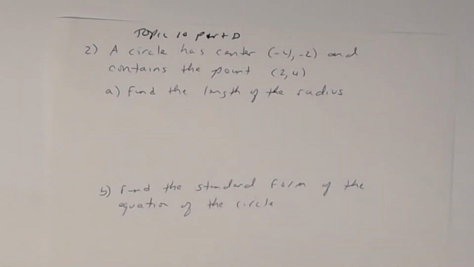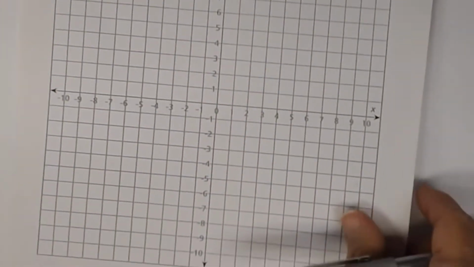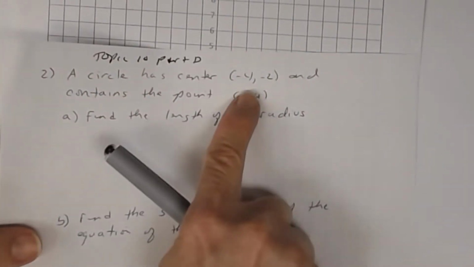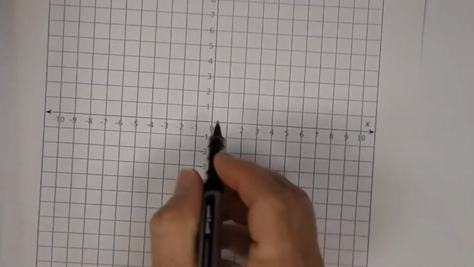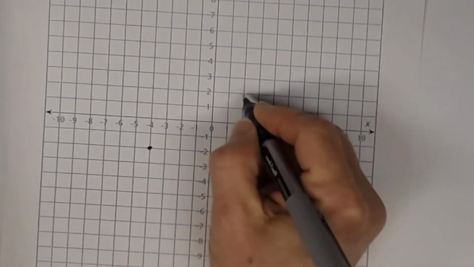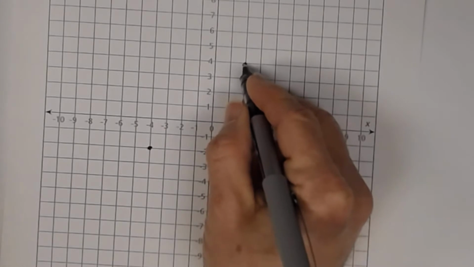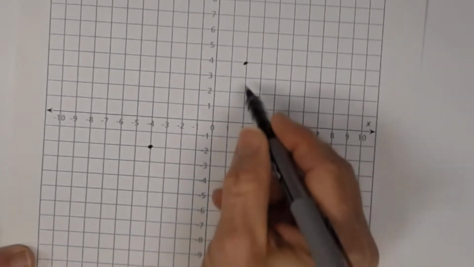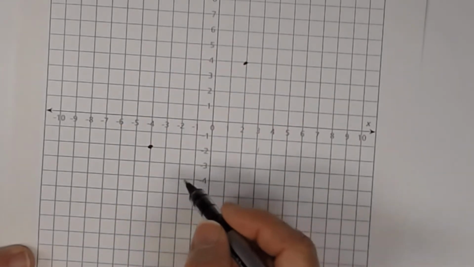All right. So again, remember what I said earlier, sometimes it's helpful if you draw the diagram. So your center is (-4, -2), which is right here. And it contains the point (2, 4), so the point (2, 4) is here. Now what that means, it contains the point (2, 4), is that when you draw your circle, (2, 4) is on that circle. That's all that means.